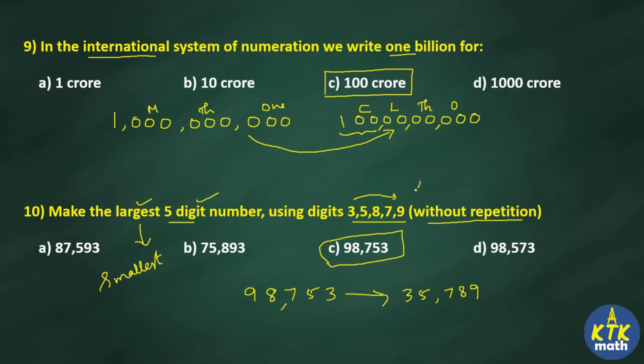Since there are 5 numbers and a 5-digit number, there is no need of any repetition. Sometimes they may give 4 numbers and ask you to find a 5-digit number. In that case, we are going to repeat some number. Those concepts we will learn in our upcoming videos. Okay, now question number 11.